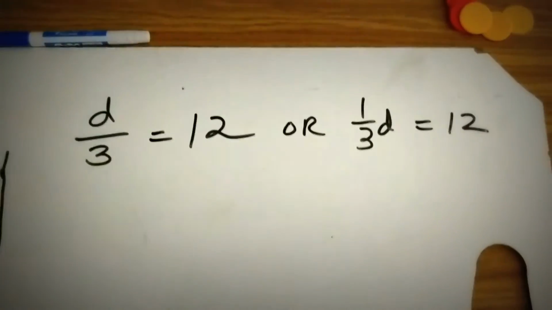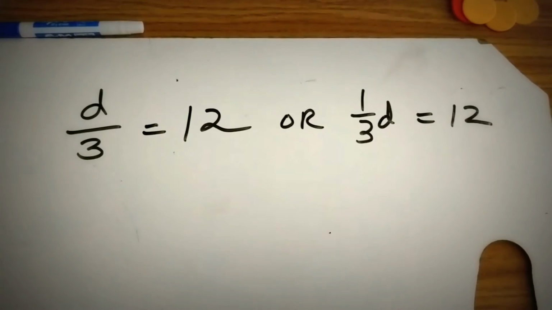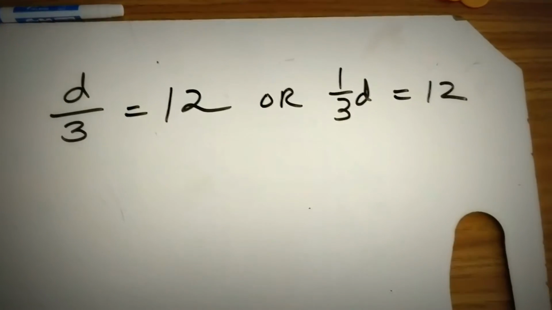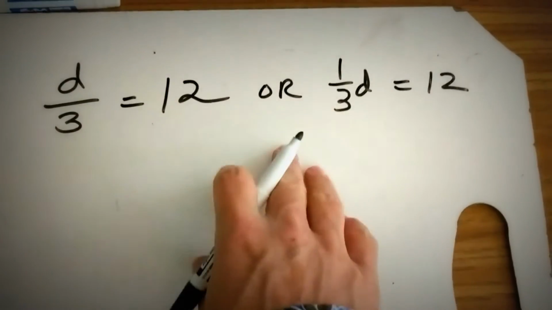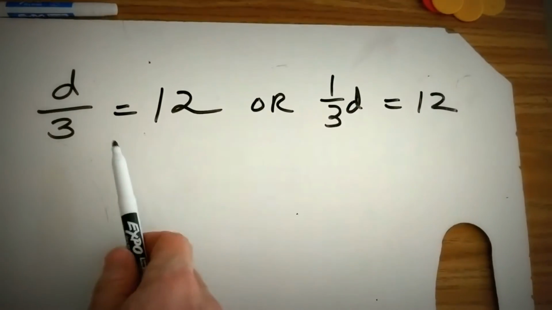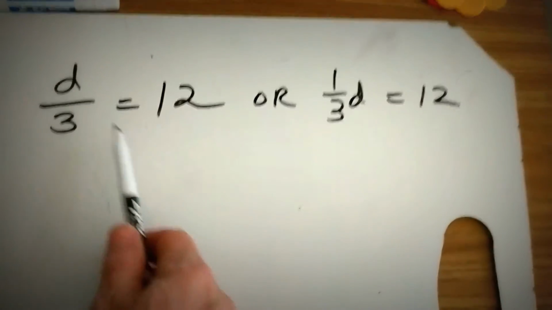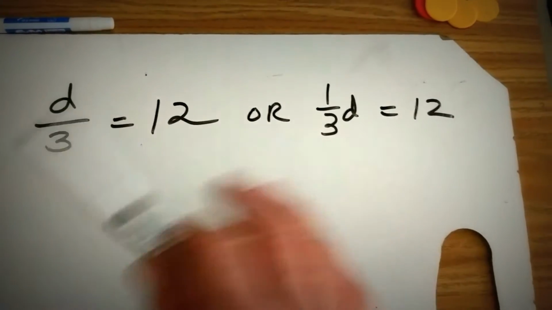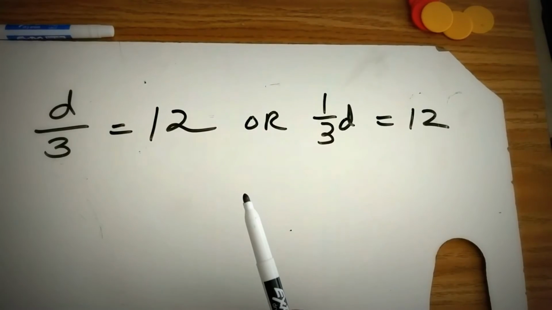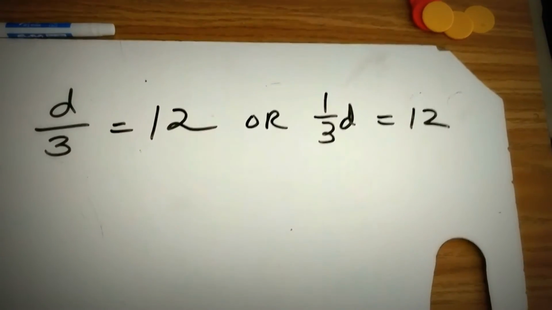For division, it's a bit trickier to show this with counters. It's not totally impossible, but it is a little bit difficult. It's actually easier just to show it numerically. So these two equations actually represent the same thing. This is d divided by 3. This is 1/3 d. Same operation, same equation going on.